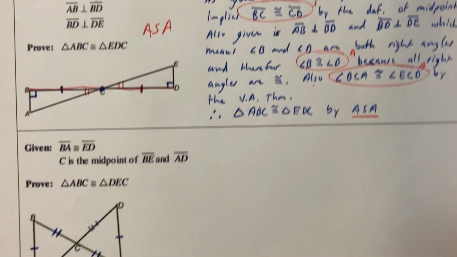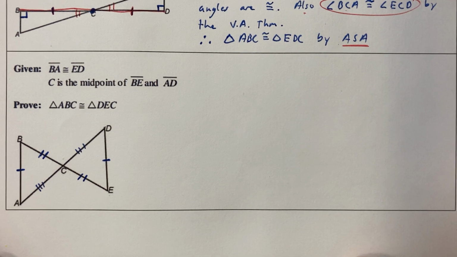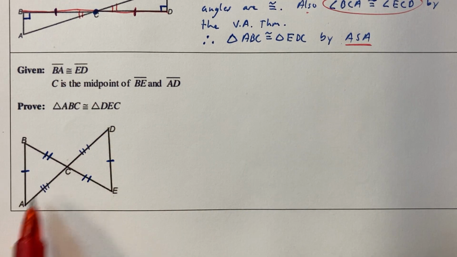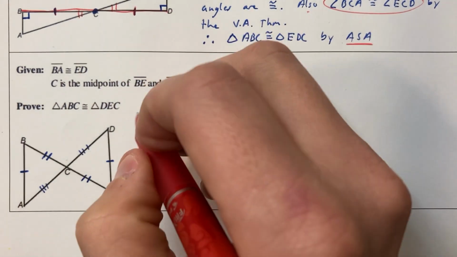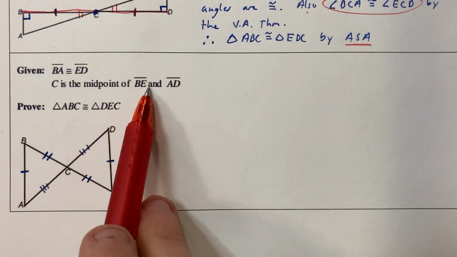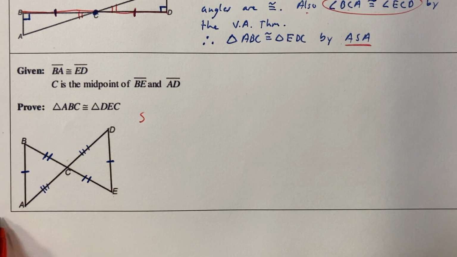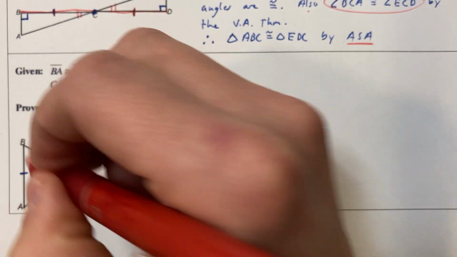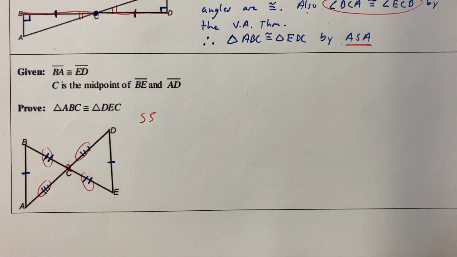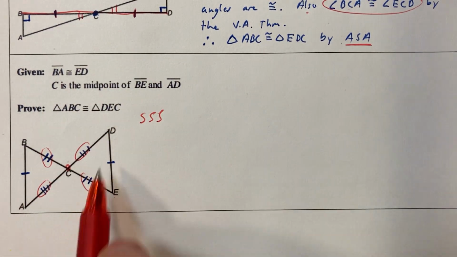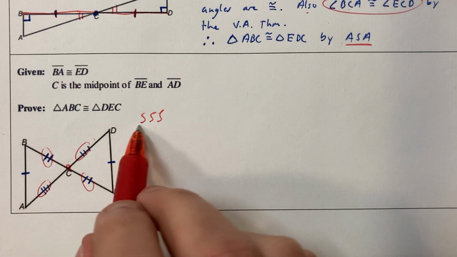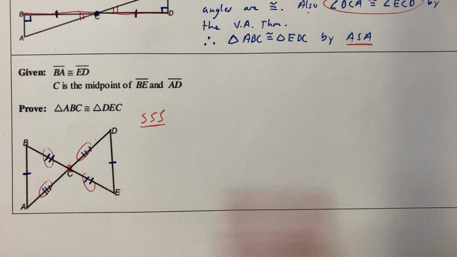All right, last one. I'm just going to leave it open to you guys, but BA is congruent to ED. That's that and that. That's an S. C is the midpoint of both of these. So that means this is the same as that. And it means that's the same as that because it's a midpoint of both segments. And so you're going to compile, use the definition of midpoint, and conclude with SSS. You can do a paragraph or a 2-column, your choice.